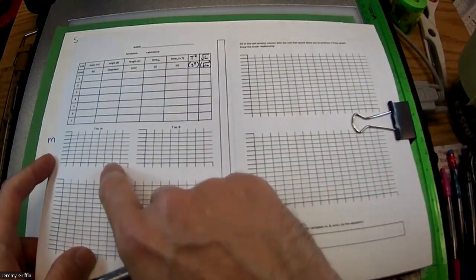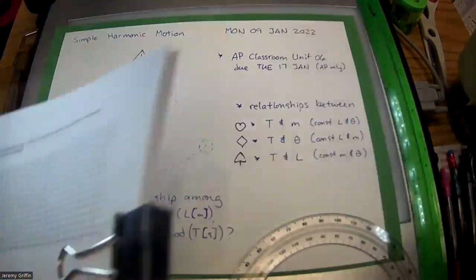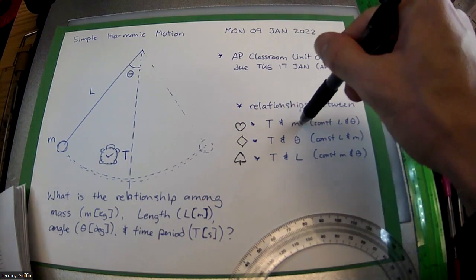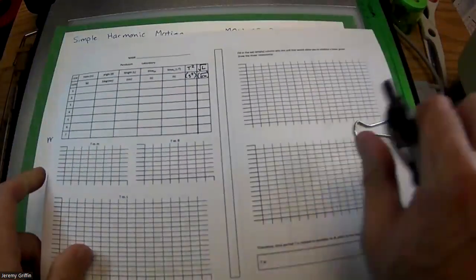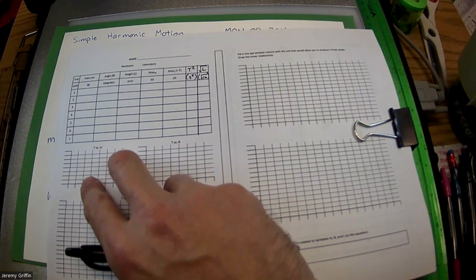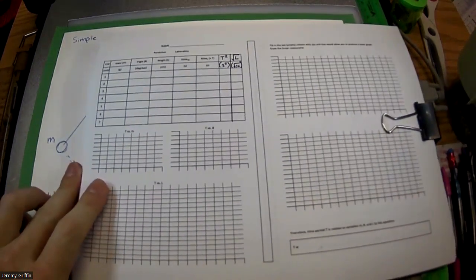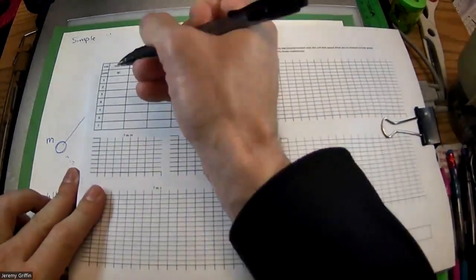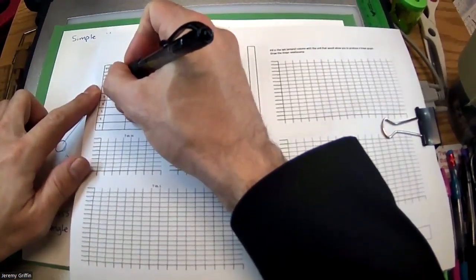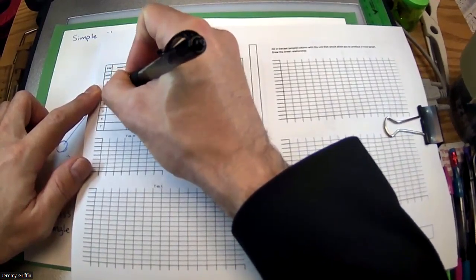All right, so let's start with time period and mass. Who was in a group who was changing out the mass? Elijah, what were your masses? We tested each mass twice. Our masses were 500 grams, 200 grams, and 100 grams. Okay, and then you tested one of those twice?